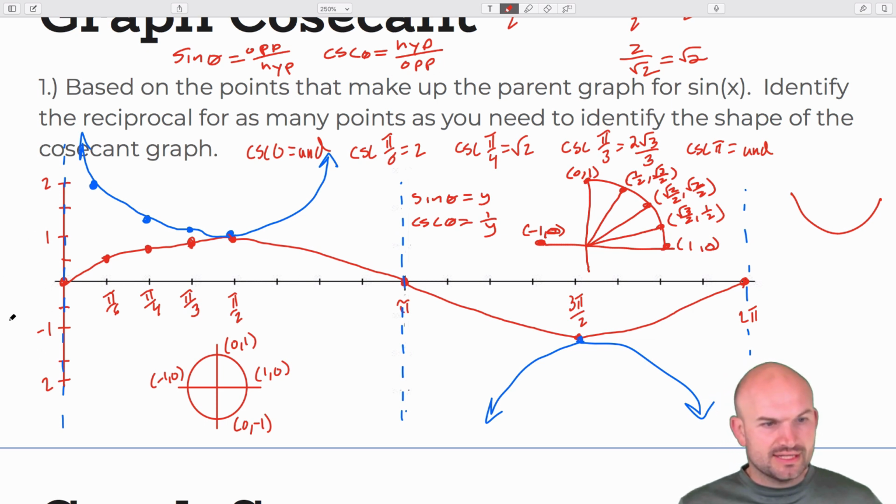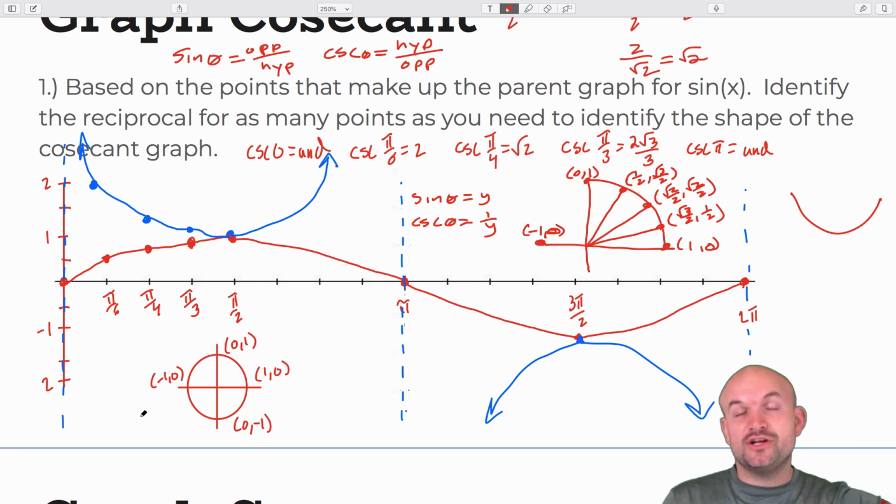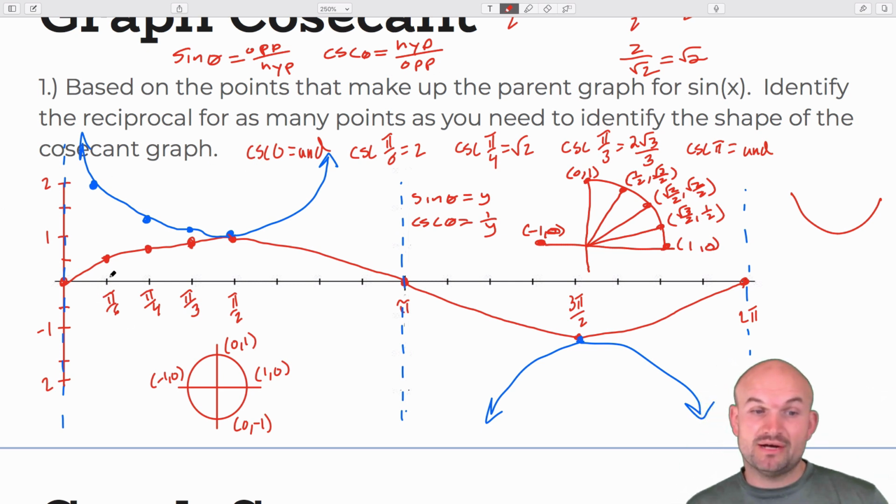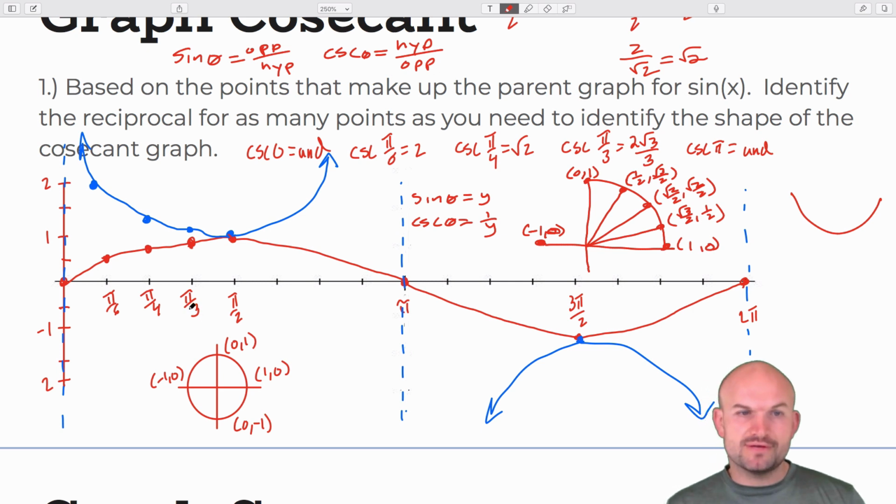If you look over here, this graph is now going to open down, right? So this opens up, then it's going to open down. Therefore, that helps us understand the symmetry. It's not going to be symmetrical about the y-axis, but it's going to be symmetrical about the origin, just like the sine function. So sine is odd, and so is cosecant odd. And again, that's something we're going to talk a lot more about in the next chapter.